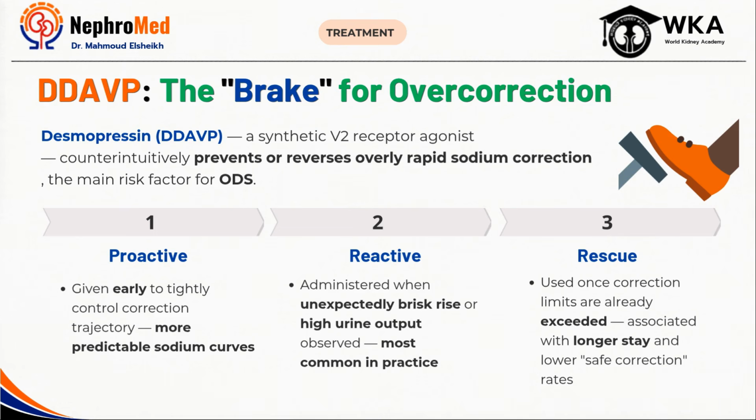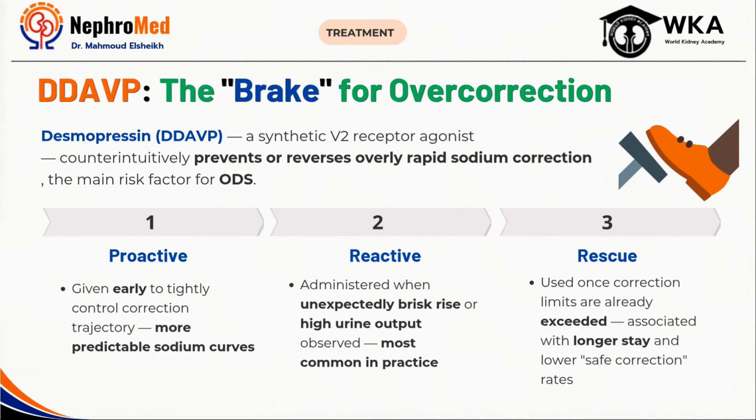Remember, the major danger in chronic hyponatremia is not the low sodium itself, but correcting it too rapidly. And that rapid rise usually happens when the patient suddenly develops a larger free water diuresis, especially after volume restoration, stopping medications, resolving SIADH triggers, or correcting hypovolemia. DDAVP acts like a brake: it stabilizes water handling, reduces sudden aquaresis, and creates a more predictable sodium correction curve. Now, clinically, there are three major strategies.